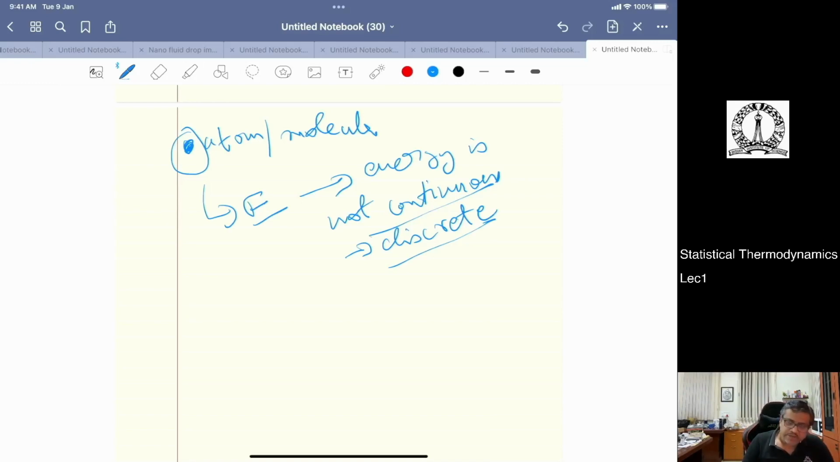It is discrete because these atoms or molecules can only have certain distinct energy values. They cannot have all energy values. This atom or molecule can have energy, say E1, E2, E3 and so on, but not continuous, so between E1 and E2 they cannot have some kind of energy, say 1.5 E1.